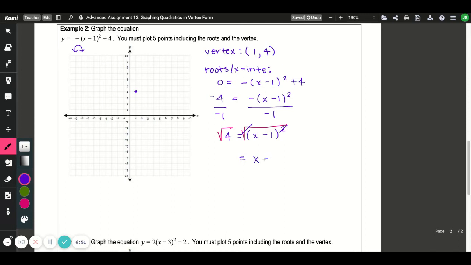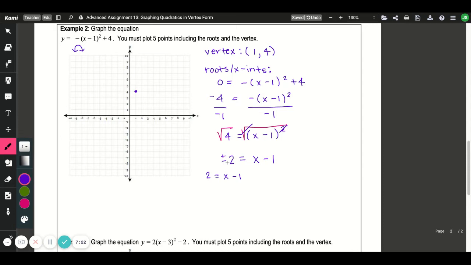So we get x minus 1. And then remember, when you add in a square root and you're trying to solve an equation, you get plus or minus 2, because you're trying to figure out what number squared equals 4. Well, 2 times 2 equals 4, but negative 2 times negative 2 also equals 4. So we need both solutions. And now I'm going to write them separately. I'm going to write positive 2 equals x minus 1, so that I can solve for x.